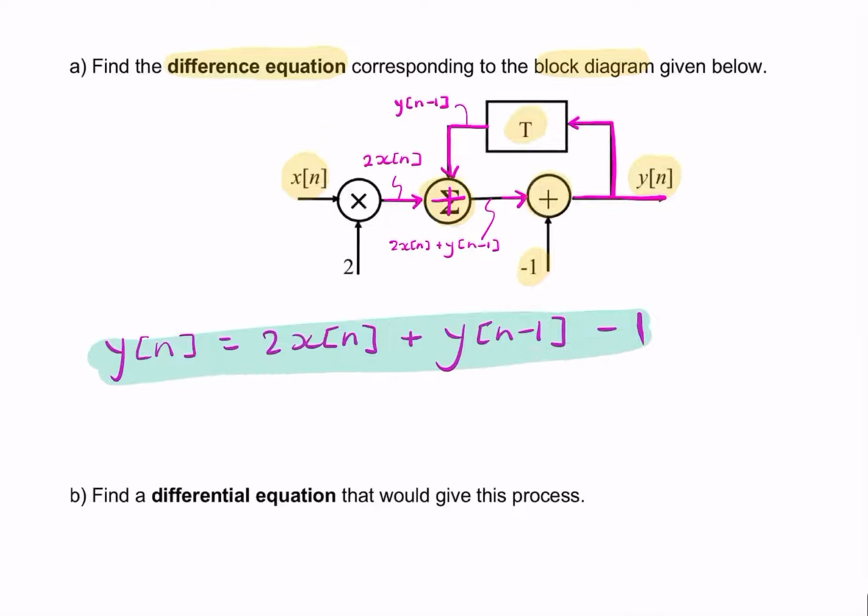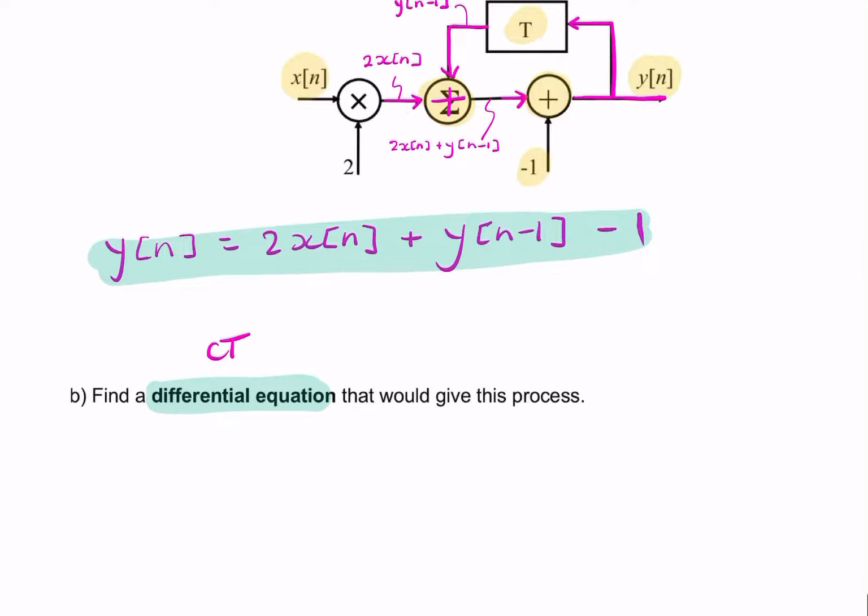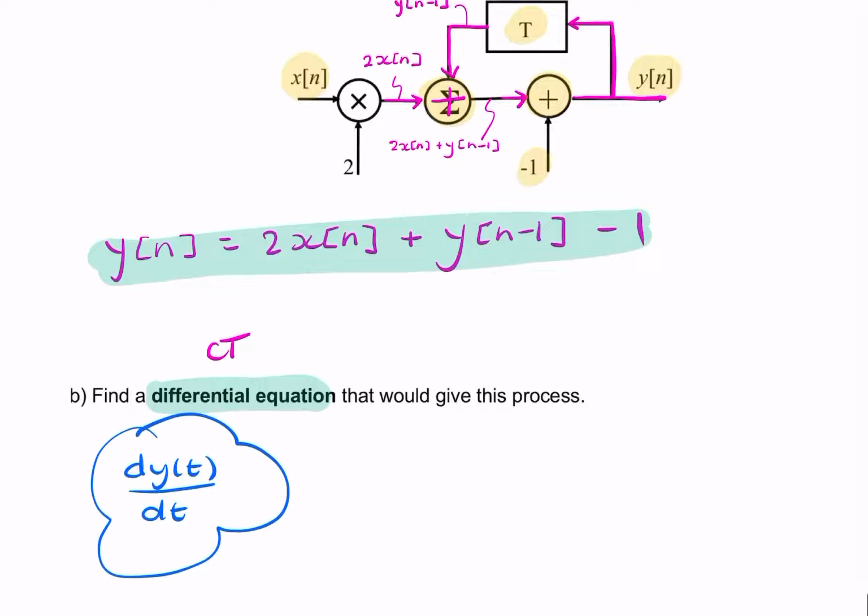So it gives me y of n in terms of x of n and any other delayed versions of x or of y. So that's my difference equation. The next part of the question asks for a differential equation. A differential equation is not the same as a difference equation. A differential equation is for continuous time signals. So in a differential equation, what we're after is something like dy of t over dt. That's what we want to see in a differential equation.